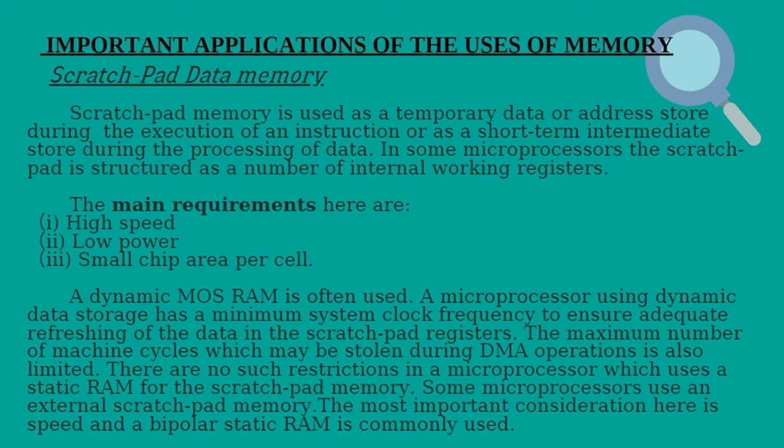A microprocessor using dynamic data storage has a minimum system clock frequency to ensure adequate refreshing of the data in the scratchpad registers. The maximum number of machine cycles which may be stolen during DMA operation is also limited. There are no such restrictions in a microprocessor which uses a static RAM for the scratchpad memory. Some microprocessors use an external scratchpad memory. The most important consideration here is speed, and a bipolar static RAM is commonly used.